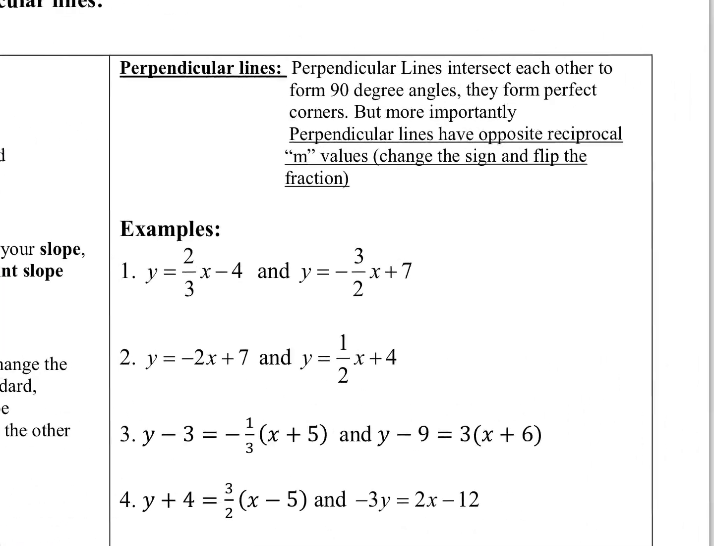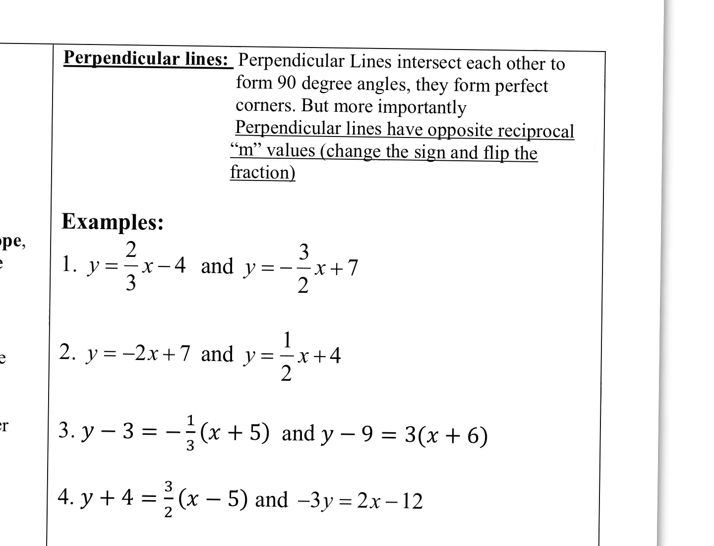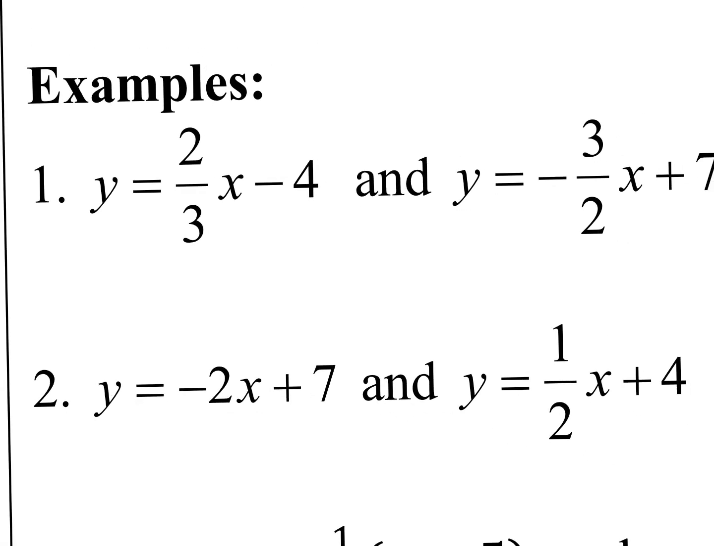Up here, we have our notes that say perpendicular lines intersect each other to form 90-degree angles. They form perfect corners. But more importantly, perpendicular lines have opposite reciprocal m values, opposite reciprocal slopes. What does that mean? There's a change in the sign and then you flip the fraction, okay? So imagine if I just looked at this slope right here, 2/3, and I change the sign and flip the fraction, what do I end up with? I end up with -3/2. So that's why these lines are perpendicular.